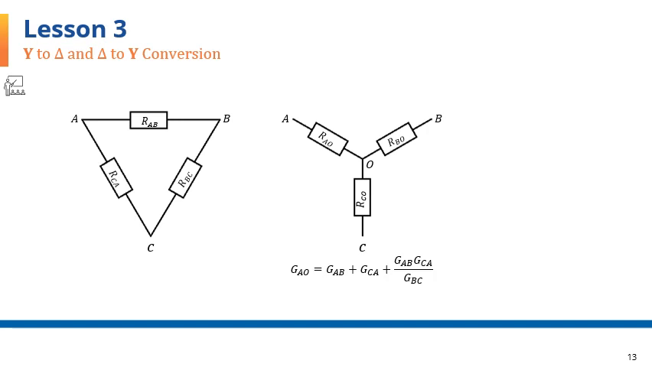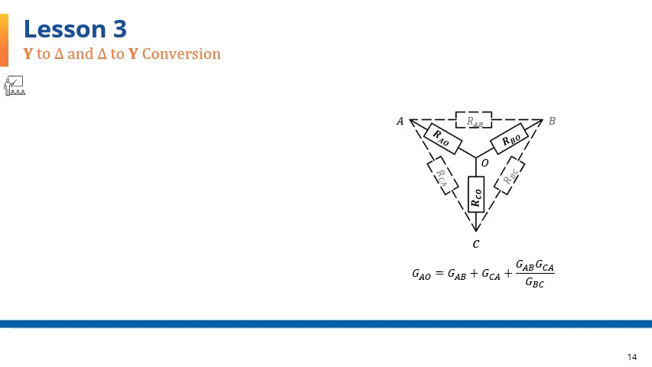Here is the conversion equation for GAO. So if you look at RAO here, and I want to find it, first I'll find GAO, which is the conductance for this resistor. And once I have found that from this formula, I can invert that to get RAO. Again, putting the two figures on top of each other, this time we have delta elements, and we're going to find from them the Y elements.